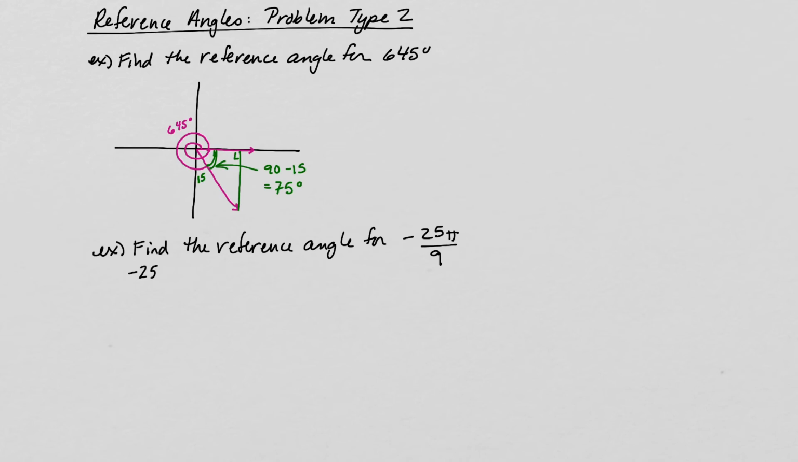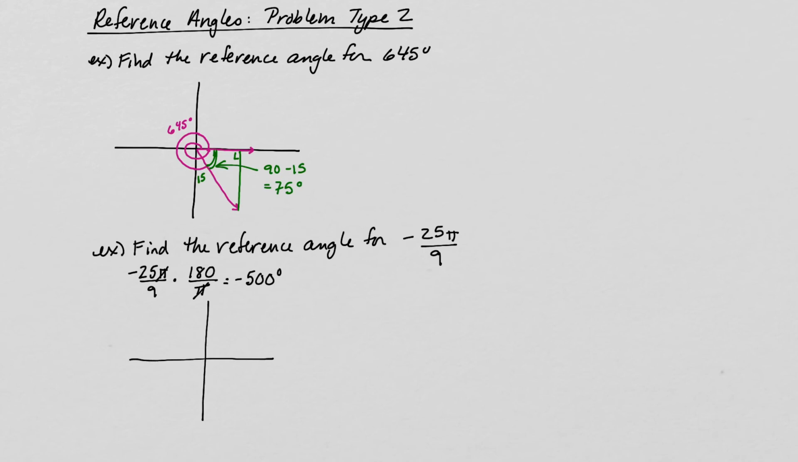So minus 25 pi over 9 times 180 over pi. So the pi's would cancel. And then if I work that out, 25 times 180, and then we're going to divide it by 9. So we get negative 500 degrees. Remember, negative angles just go in the opposite direction.